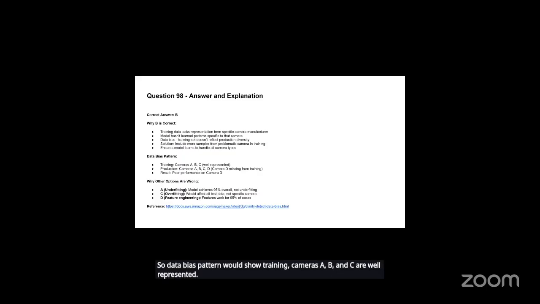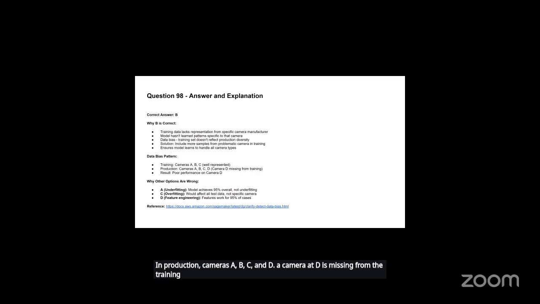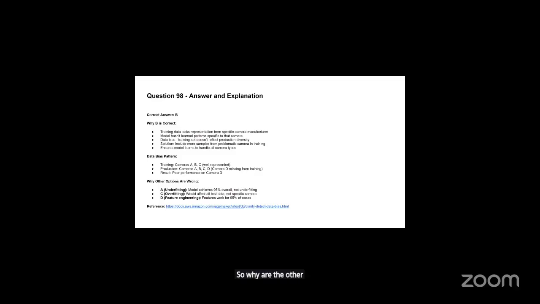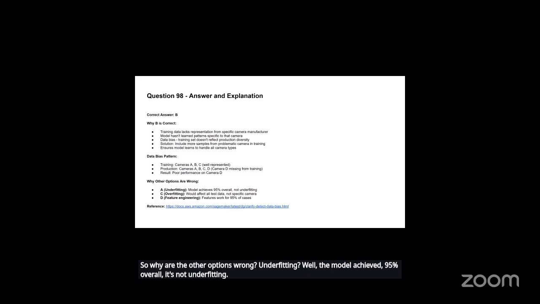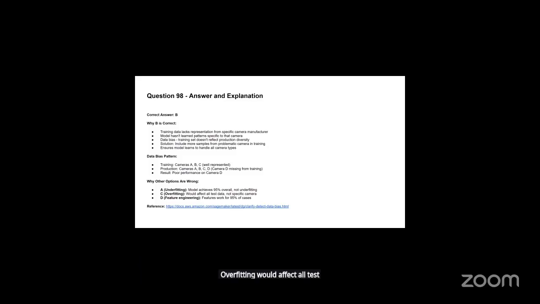So the data bias pattern would show training cameras A, B, and C are well represented. In production, cameras A, B, C, and D, but camera D is missing from the training. So the result would be poor performance on camera D. Why are the other options wrong? Underfitting? Well, the model achieves 95% overall, so it's not underfitting. Overfitting would affect all test data, not specific cameras. And feature engineering, the features work for 95% of cases.